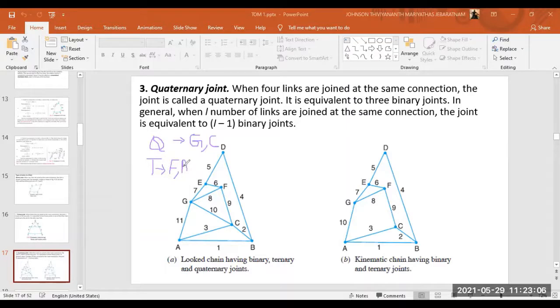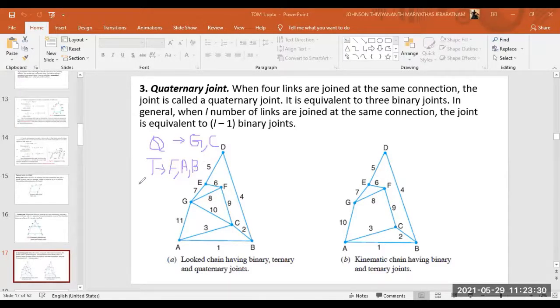Yes, we have B, right? In B we have BD1 joint, BC1 joint, and BA1 joint. So there are not joints, there are three links, right? BD1 link, BC1 link, and BA1 link. They are joined at B, so that is another ternary joint, right?